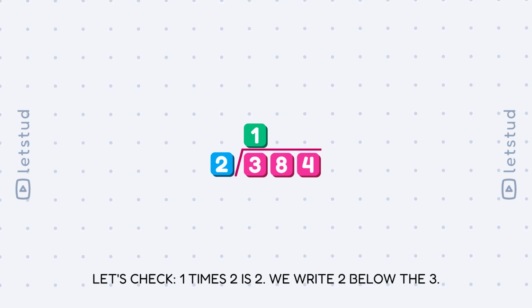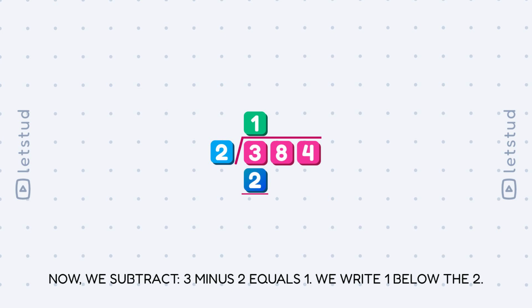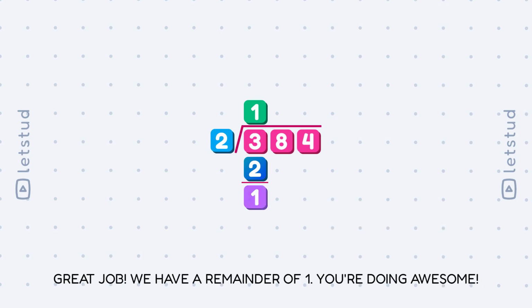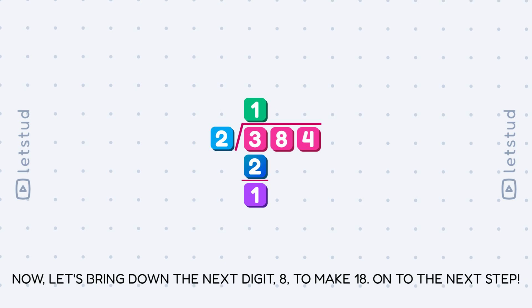Let's check: 1 times 2 is 2. We write 2 below the 3. Now we subtract. 3 minus 2 equals 1. We write 1 below the 2. Great job, we have a remainder of 1. You're doing awesome. Now let's bring down the next digit 8 to make 18.